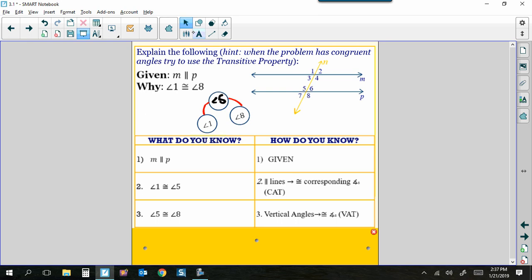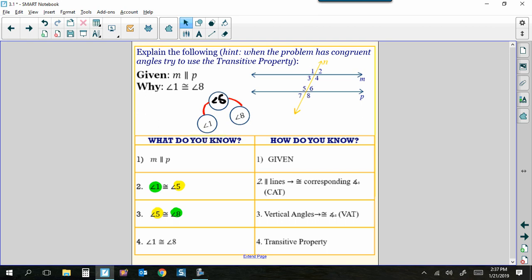So now what we've done is we have proved that angle 1 is congruent to angle 5 and angle 5 is congruent to angle 8. So if I know both 1 and 8 are congruent to the same thing, angle 5, what can we then say about angle 1 and 8? That they are congruent, and that is the transitive property. And that is your first, I think, official proof. Congratulations, everybody. Let's do another one.